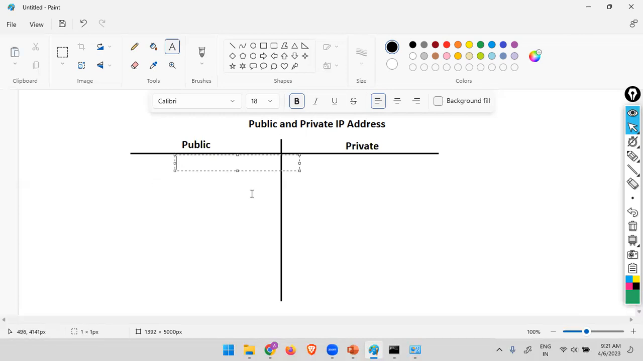Your public addresses are used on the WAN side, meaning wide area network. And the private addresses are used in the LAN. What is a LAN? Local area network. That means a private network.